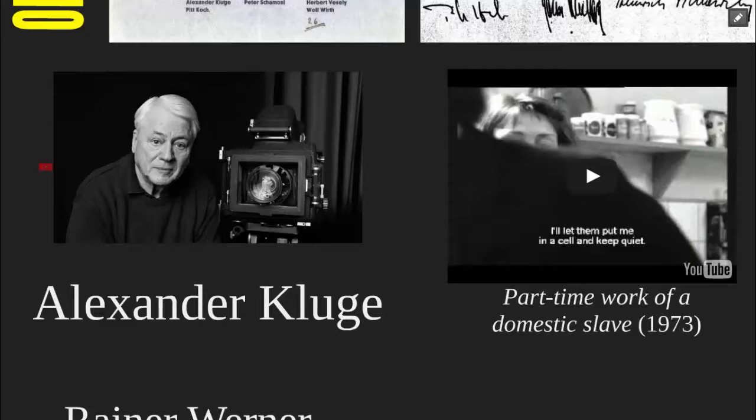Kluge was actually an assistant to Fritz Lang in his younger years. Much like a lot of these European filmmakers, they were Renaissance people. They weren't just filmmakers originally. He was a lawyer. He was an academic. He was a novelist. He's considered the intellectual father of the New German cinema and was the main spokesperson for the Oberhausen Manifesto.